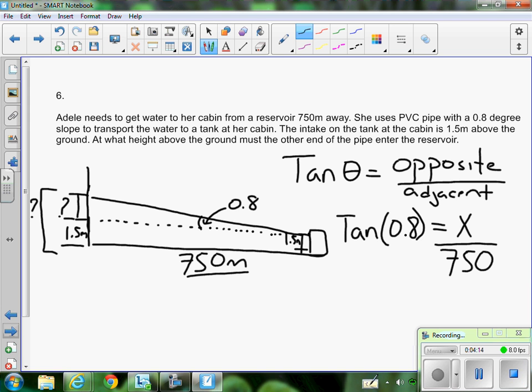First of all, to tackle the tangent of 0.8, you know on your calculator how to do it, whether you put the number in first and then hit tangent, or hit tangent and then the number. That amount will come out as a decimal, and you should get 0.01396 being equal to x over 750. Now remember, to solve for x, or my rise, I have to get x by itself.